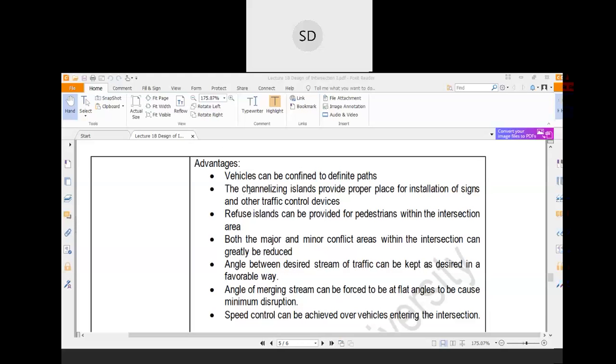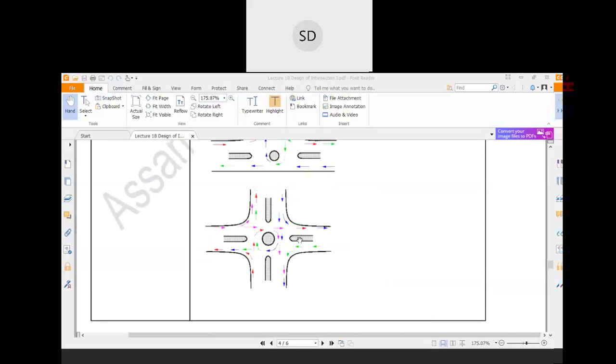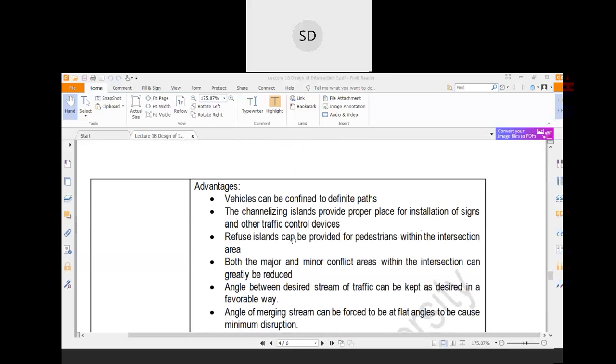Now, the channelizing island provides a proper place for installation of signs and other traffic control devices. So here you can install some signs. In the Naringi-Tinali, you can see that some traffic signs are provided over this area, like distances of different places are installed over this area. One post is there. So this type of intersection can be useful to install different traffic signs.